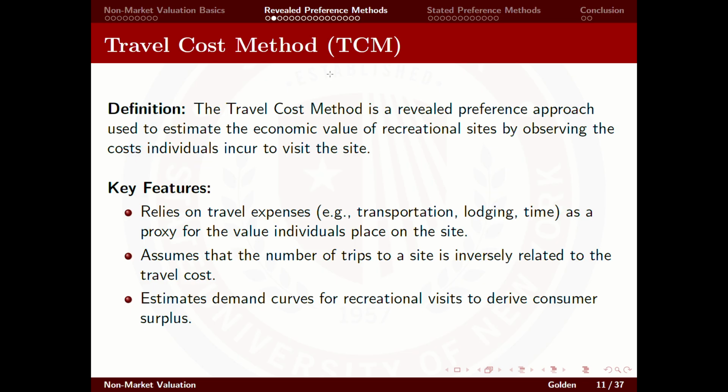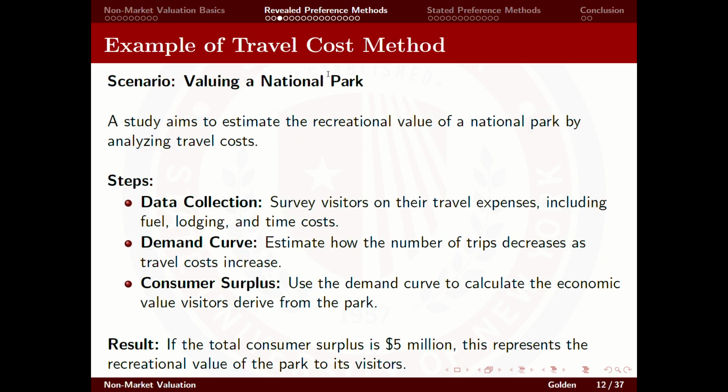And it assumes that the more the trip costs, the less likely you are to take the trip. And then it estimates the demand curve for recreational visits to derive consumer surplus.